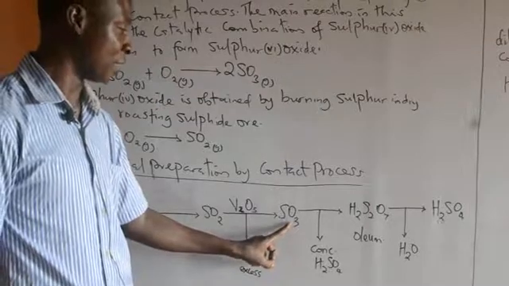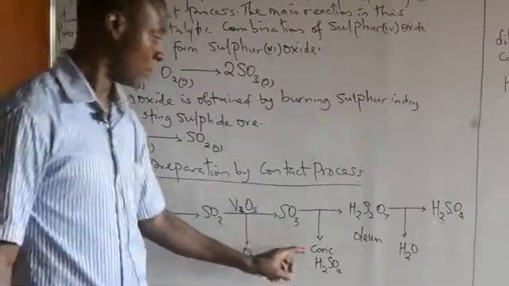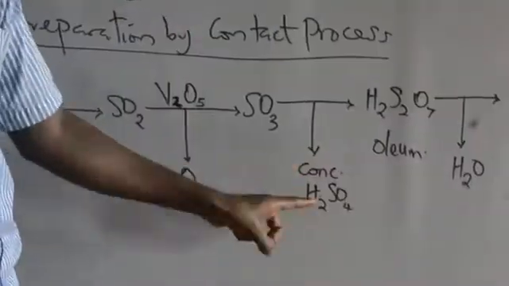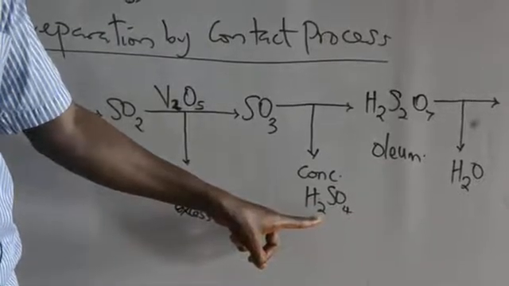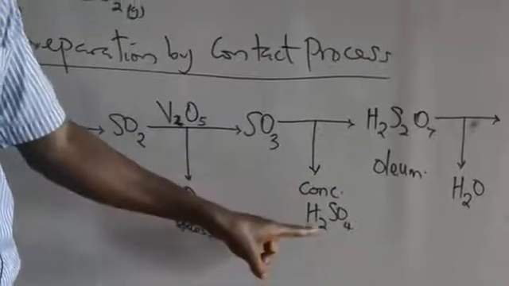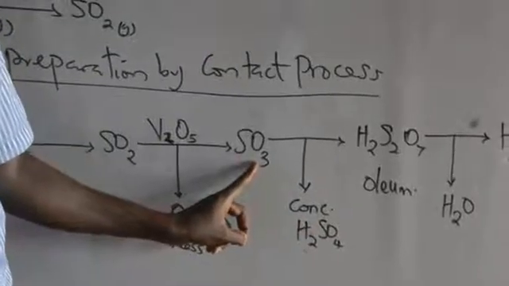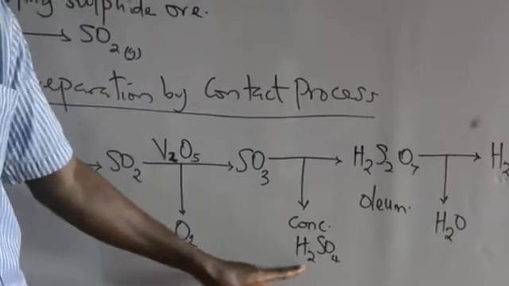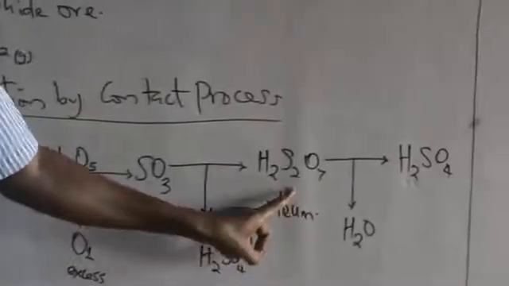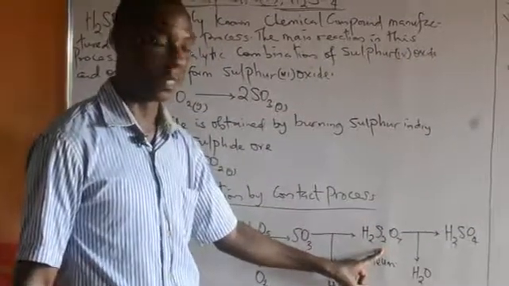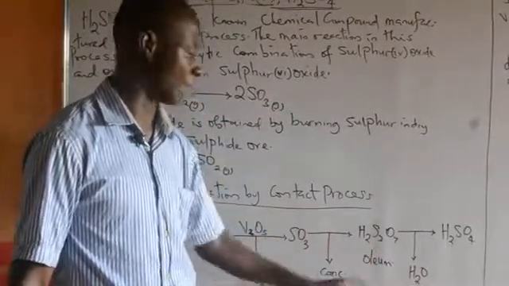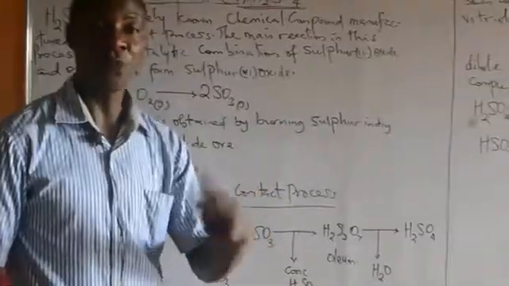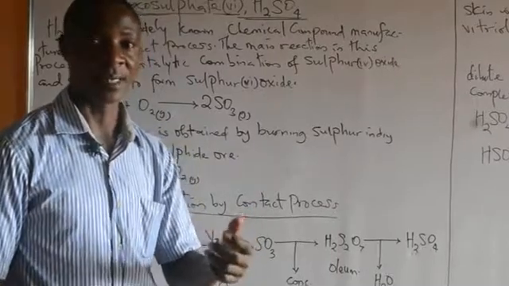Now by the time you get to this stage, what do you get? A chamber containing concentrated tetraoxosulphate 6, where the sulfur 6 oxide will also react with the tetraoxosulphate 6 inside the chamber, leading to the formation of what? Oleum, H2S2O7. That's oleum there. I told you last week that oleum is simply a fuming tetraoxosulphate 6. Yes, it's bringing out fumes.